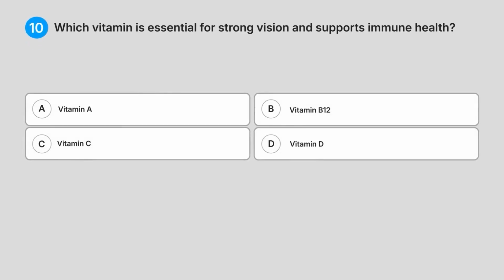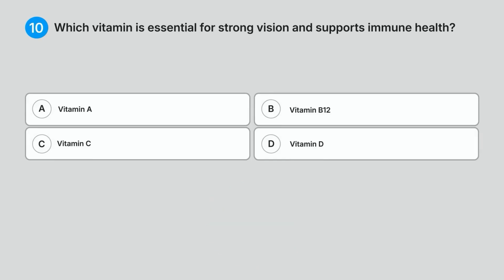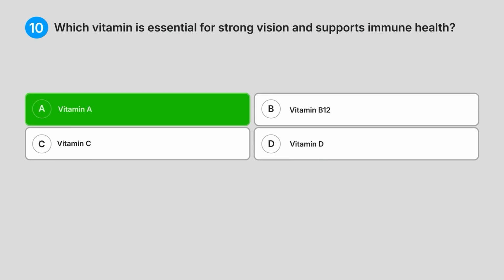10. Which vitamin is essential for strong vision and supports immune health? A. Vitamin A, B. Vitamin B12, C. Vitamin C, D. Vitamin D. Do you know the answer? Correct answer: A. Vitamin A.